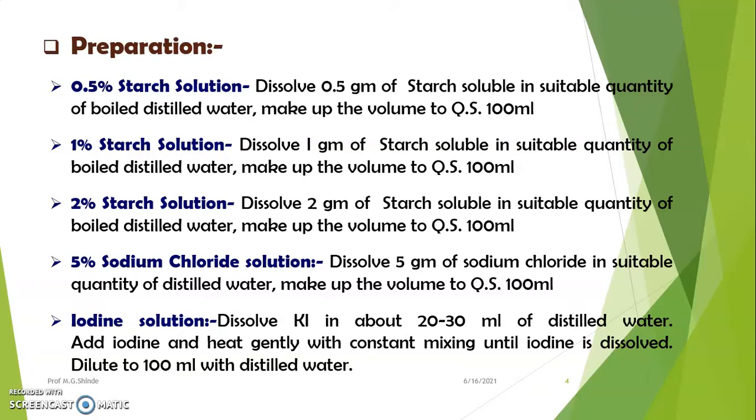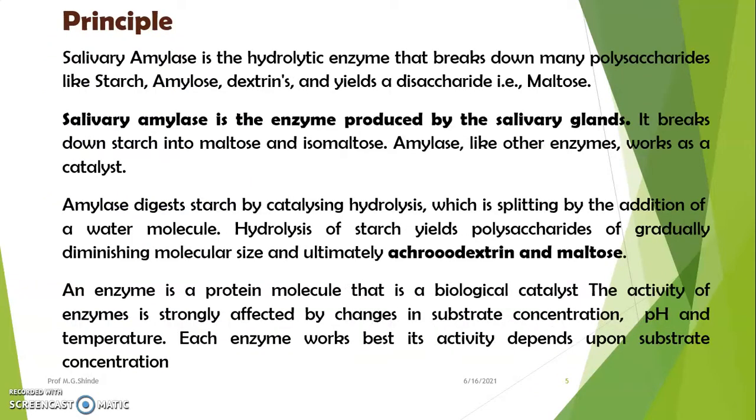We have to prepare iodine solution. Dissolve potassium iodide in about 20 to 30 ml distilled water, add iodine and heat gently with constant mixing until the iodine is dissolved. Then we have to dilute it with 100 ml of distilled water.